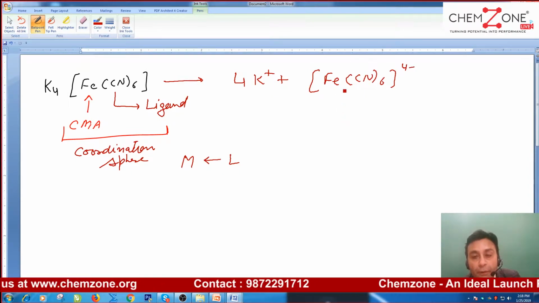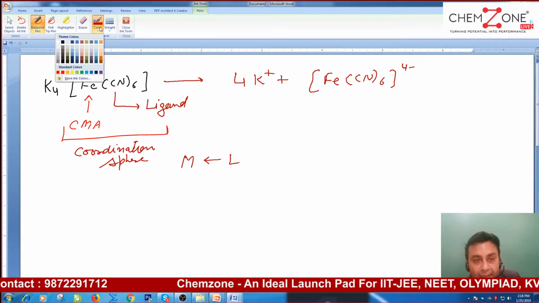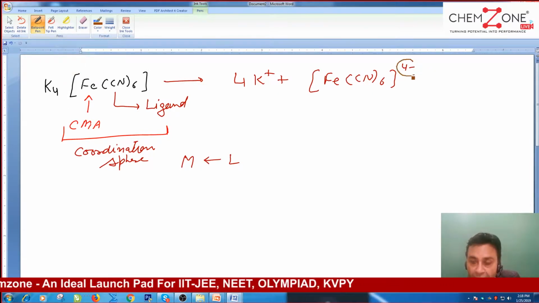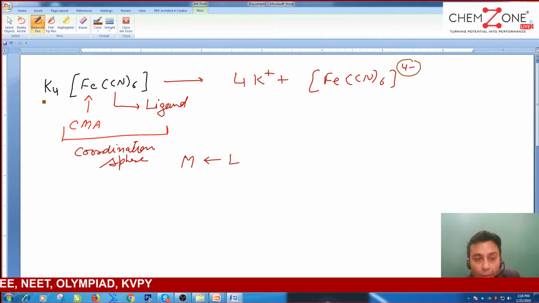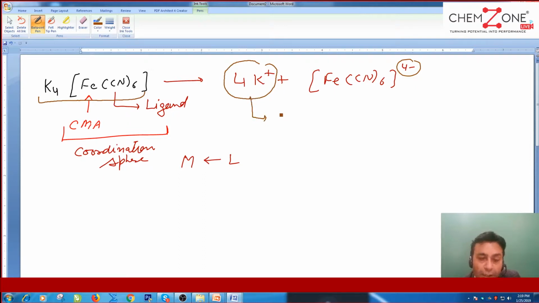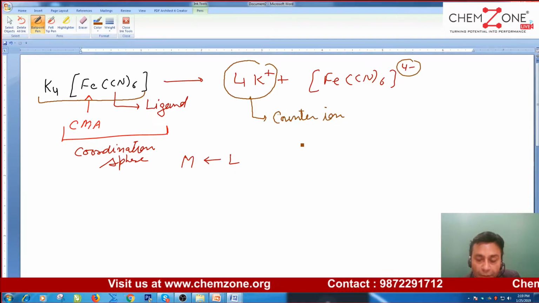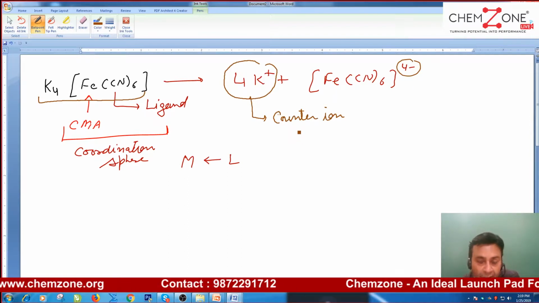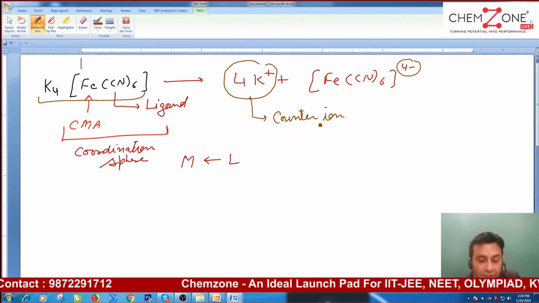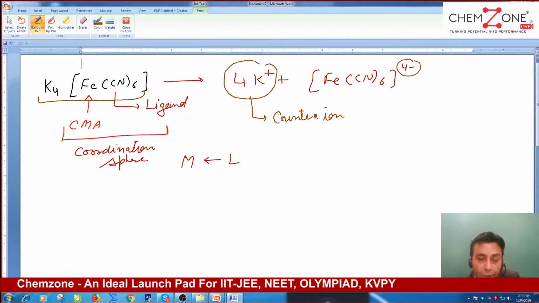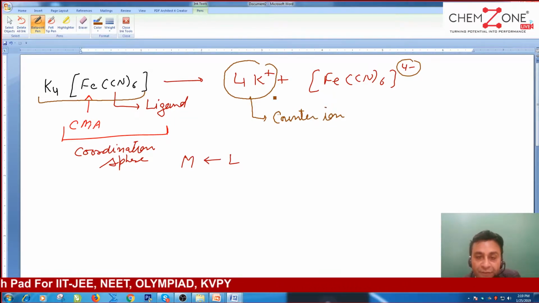This complex has a certain charge, 4 negative. The overall molecule is neutral, so here I have a 4 positive ion. This ion which is outside the coordination sphere is called a counter ion. I'll be using these terms when I go into detail in this chapter. Just an introduction right now of what a coordination complex compound is: the coordination sphere and its counter ion.